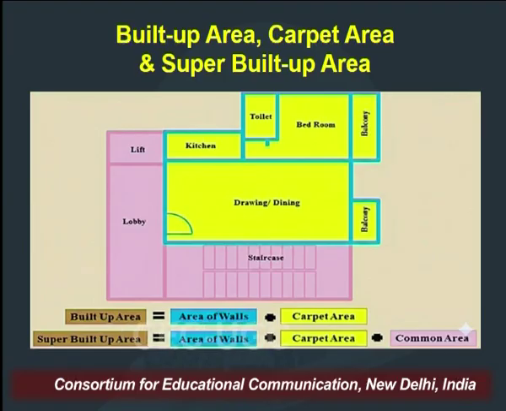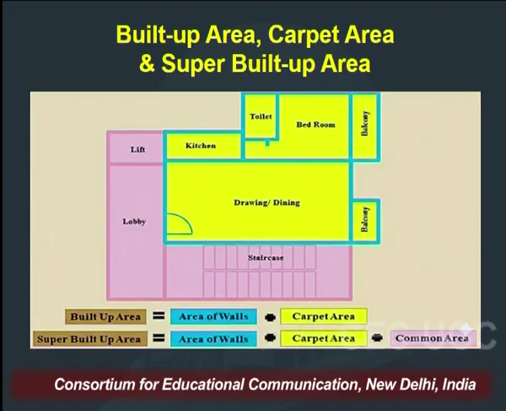Built up area is the sum total of area of the walls plus the carpet area, and super built up area is the area of the walls, the carpet area and the common area. When we are talking about areas in a residential design, these three terms, built up area, carpet area and super built up area, need to be very clearly understood, because when these areas are being sold at rate of per square feet or per square meter or per square yard, the selling point is on the basis of super built up area.